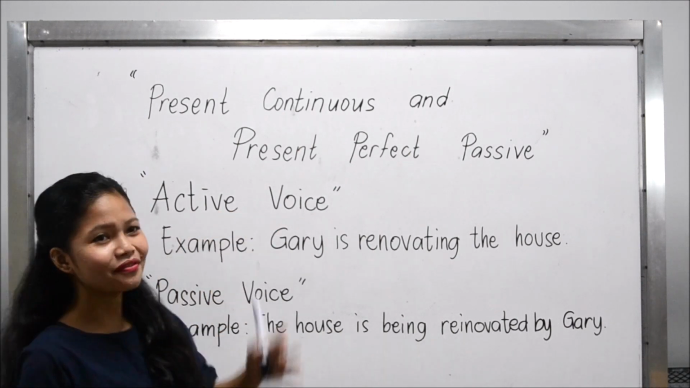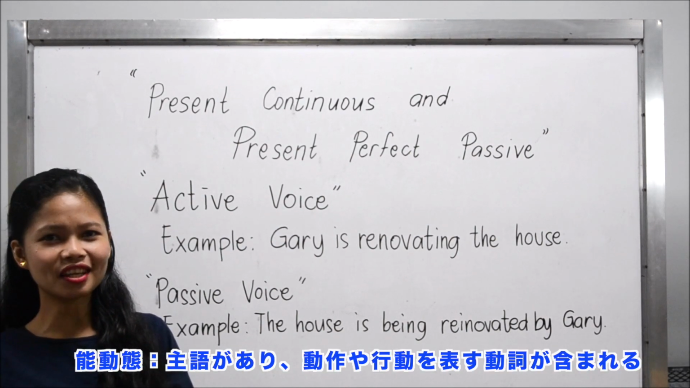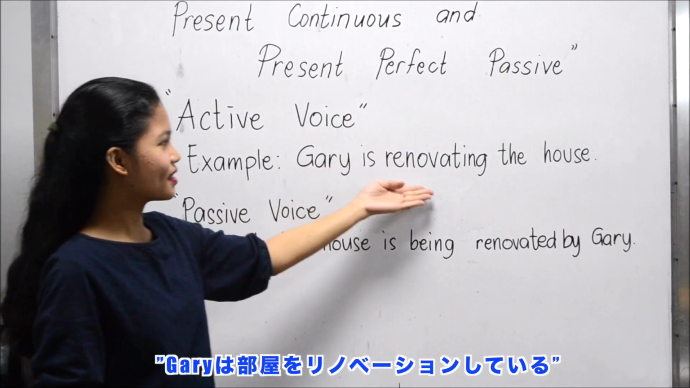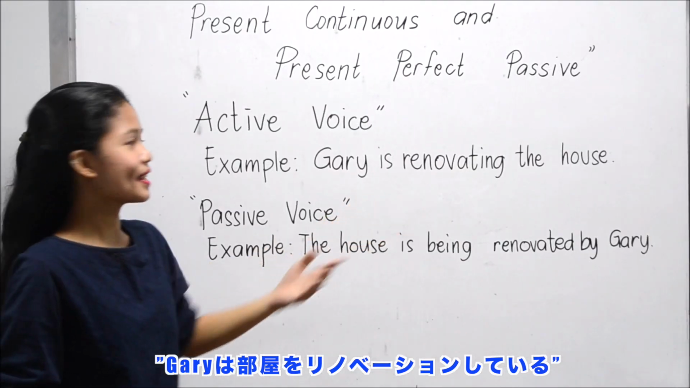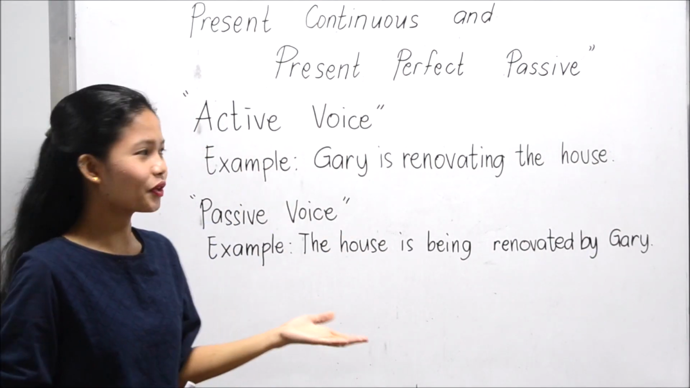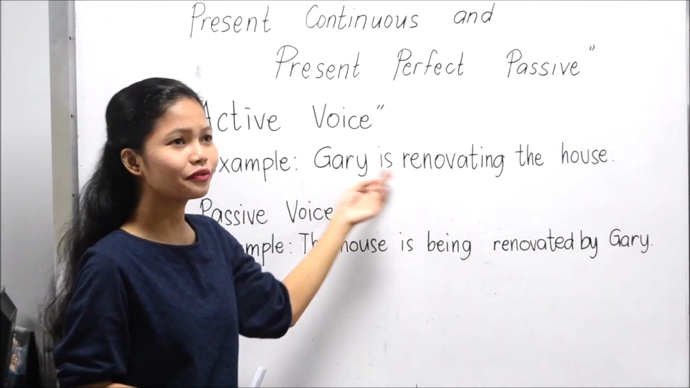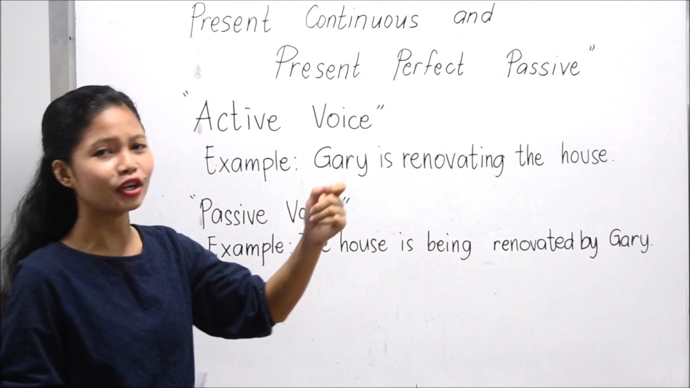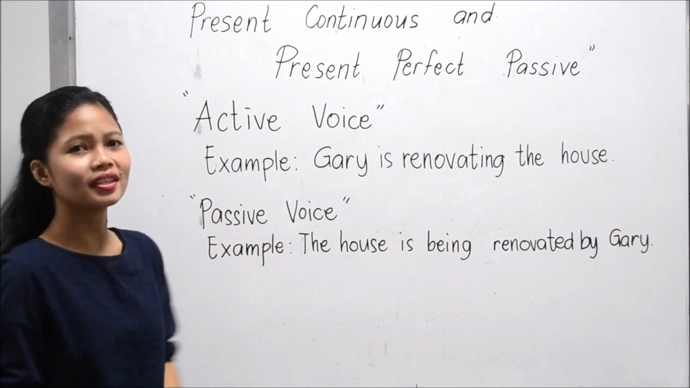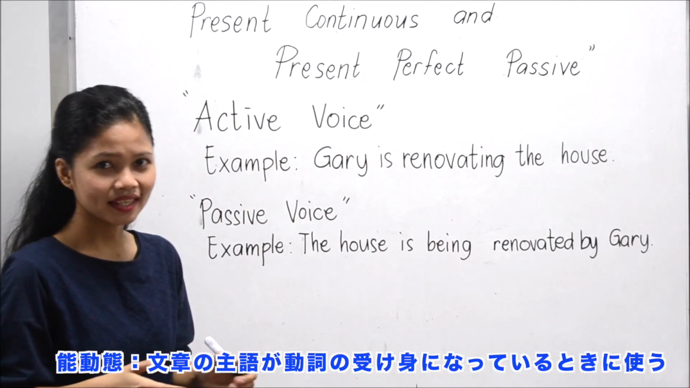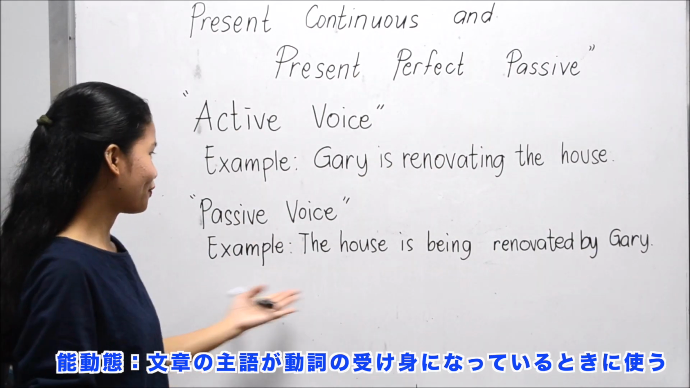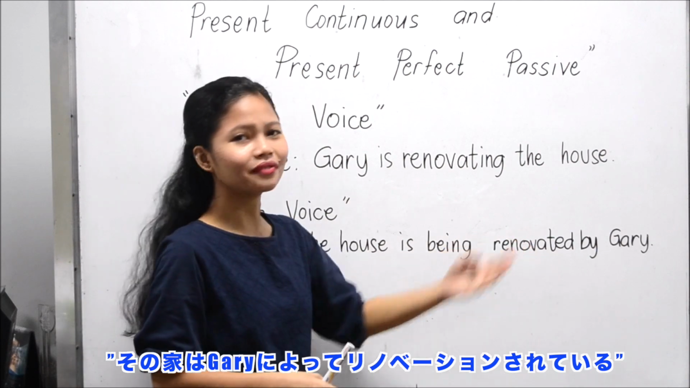When we say active voice, it means that a sentence has a subject that acts upon its verb. Let's say, for example, Gary is renovating the house. This is an example of active voice because the subject is the doer of the action. And we have here the linking verb plus the verb ing, which is renovating the house. While passive voice means that the subject is the receiver of the verb's action. For example, the house is being renovated by Gary.